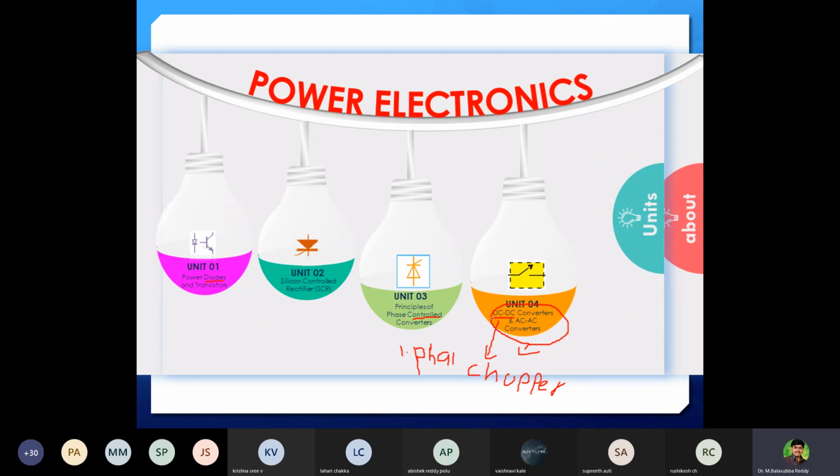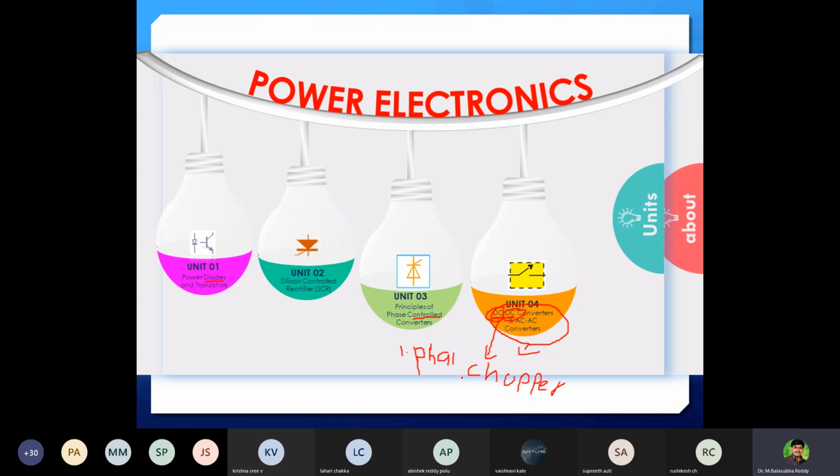And then what it will do, you may get a doubt here: both are DC, then why do we require this? The thing is, input is a fixed DC, but output is a variable DC. For that we require it. If it is a fixed one, no need to use any controller, but I want variable. Why variable? We will come to that point later. So at the moment, this unit deals with conversion of fixed DC to variable DC.